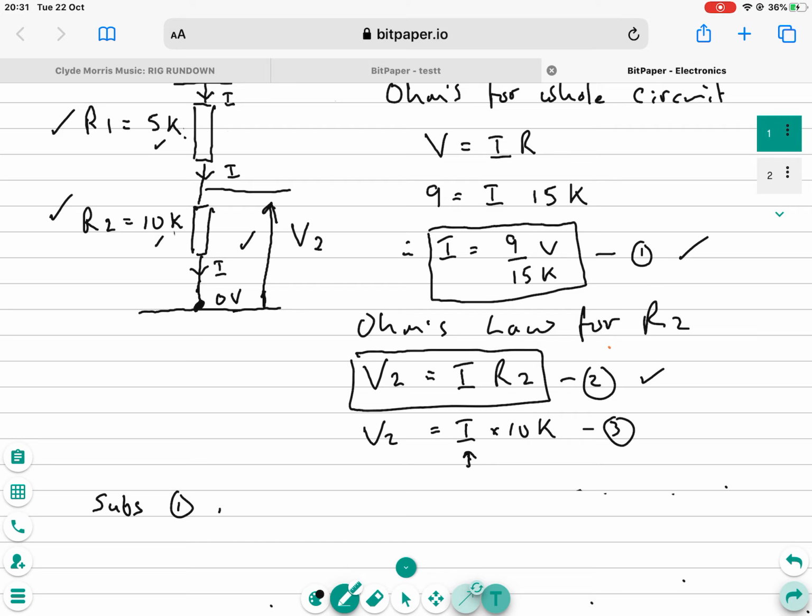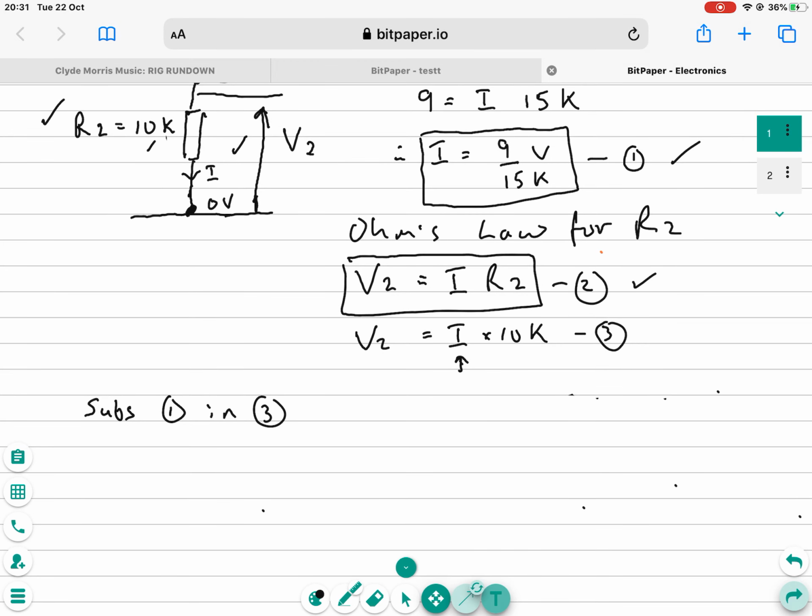Substitute 1 in 3. And when I do that, what I find is V2, which is what I'm trying to find, V2 is equal to I. Now my I comes from equation 1, and my I is 9 volts over 15k. That's the I part of it, and the R2 is 10k. That's the R2 part of it from equation number 2. So it's that times 10k.